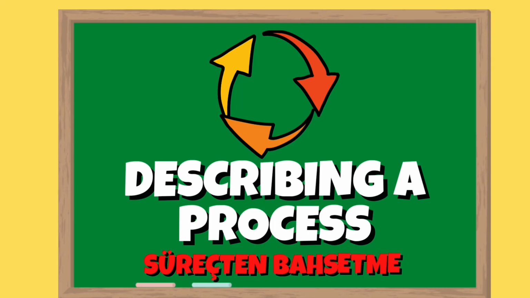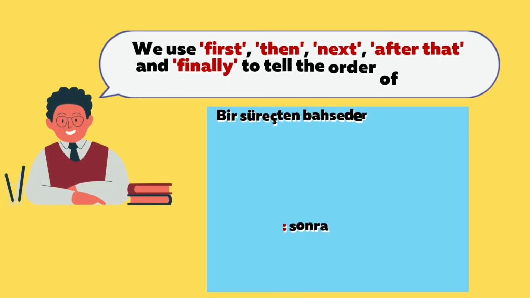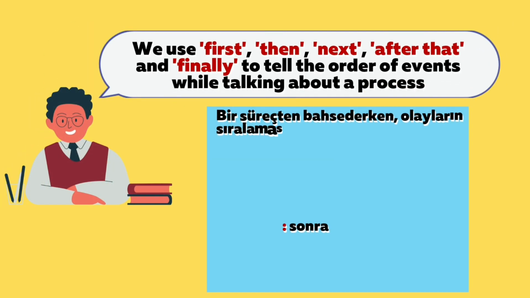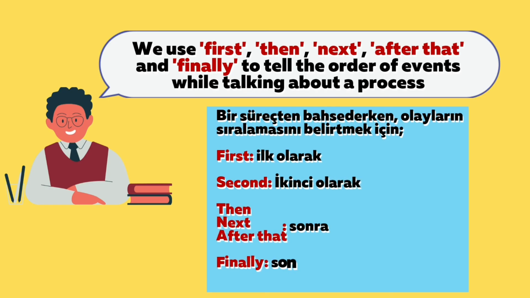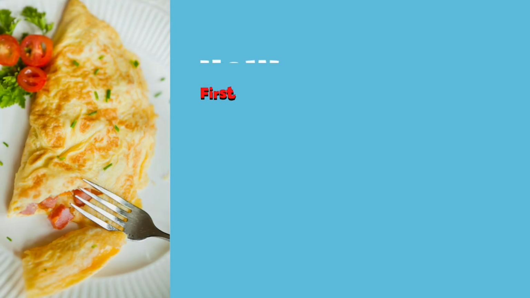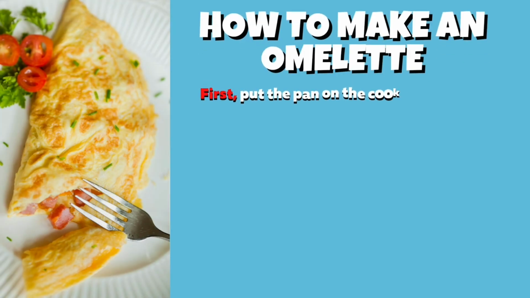Describing a process. We use first, then, next, after that, and finally to tell the order of events while talking about a process. How to make an omelette.